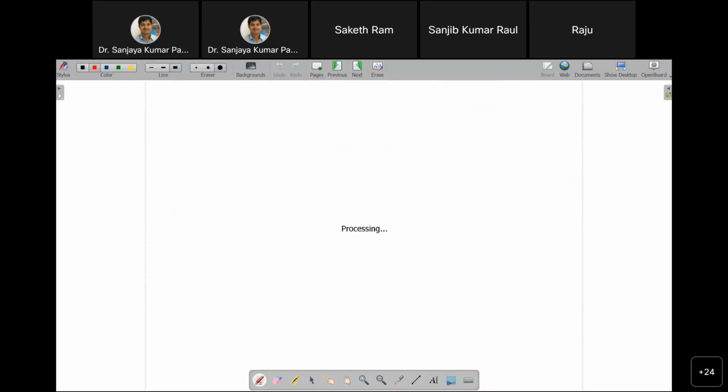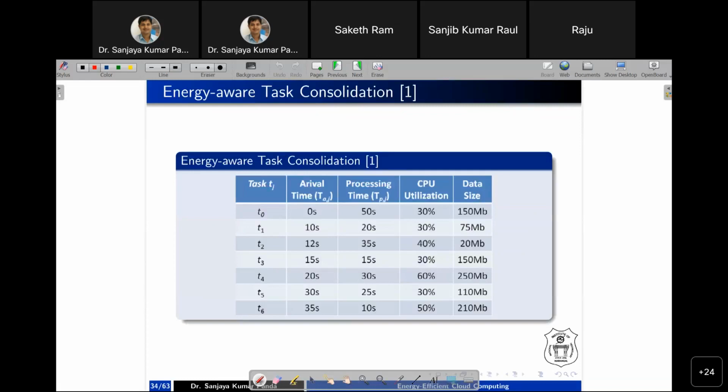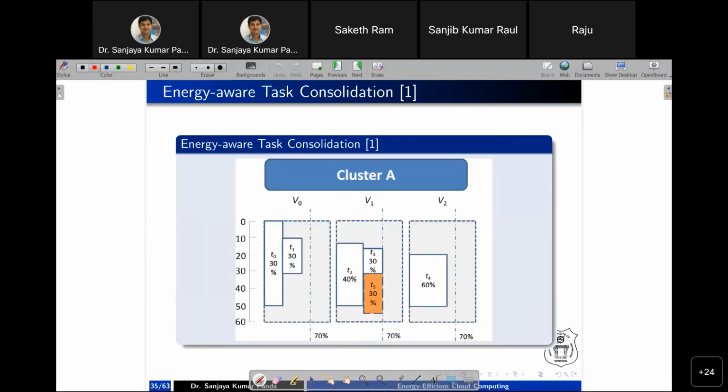Let us see a small example. These are the set of tasks given to you with their arrival time, processing time, CPU utilization and data size. Now you are assigning task T0 to the first virtual machine. So T0 is assigned to B0. Now T1 is also assigned to B0, right? At that time B1 and B2 are not active. Now the cumulative utilization of B0 is 60%. This bar represents 70%. You can see it is written as 70%. Now when T2 is coming, T2 is asking what is the utilization?